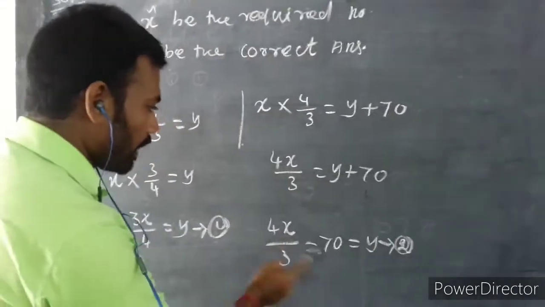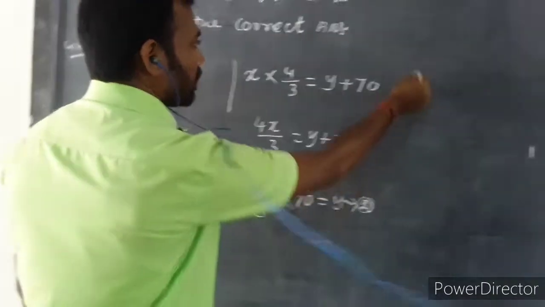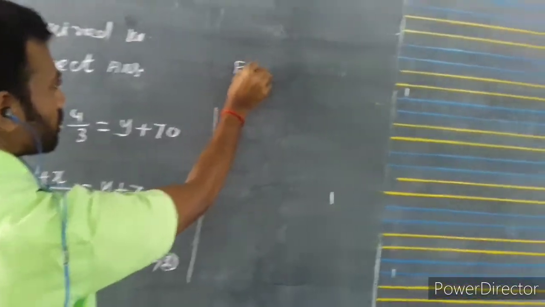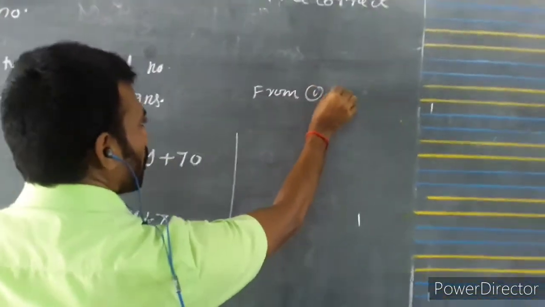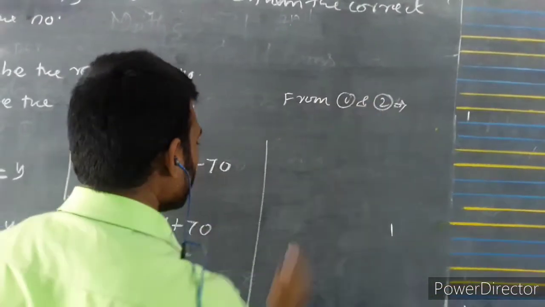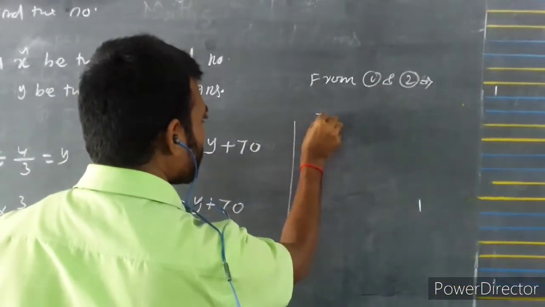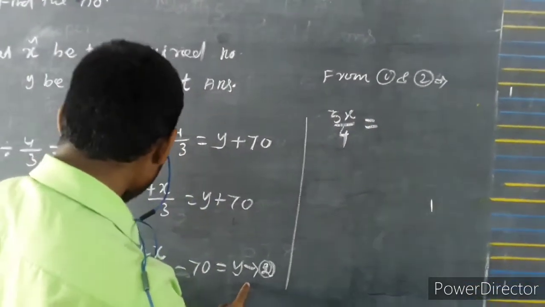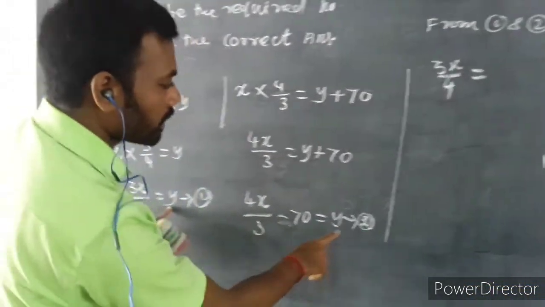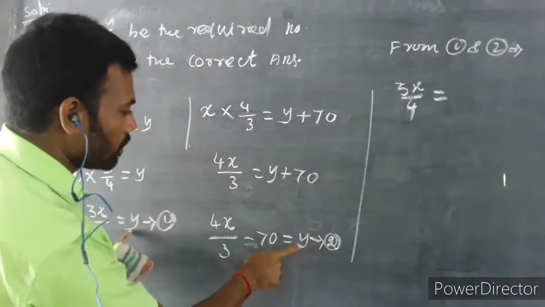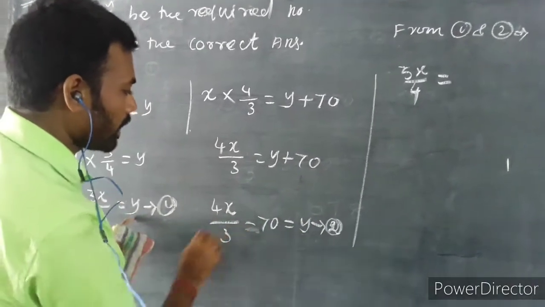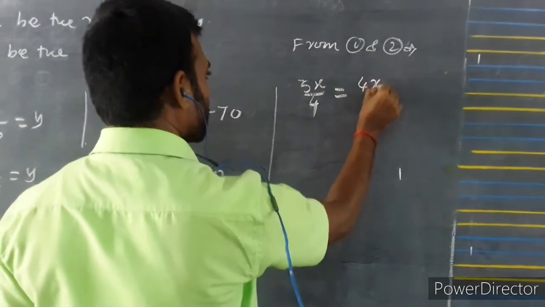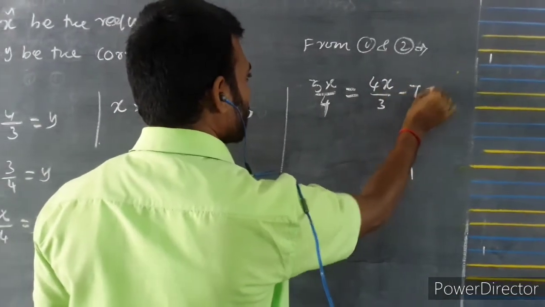Students, comparing 1 and 2, or substitute from 1 and 2. Therefore, equation number 1: 3x by 4 is equal to y, and substitute the value of y from equation number 2. So the y value is 4x by 3 minus 70.